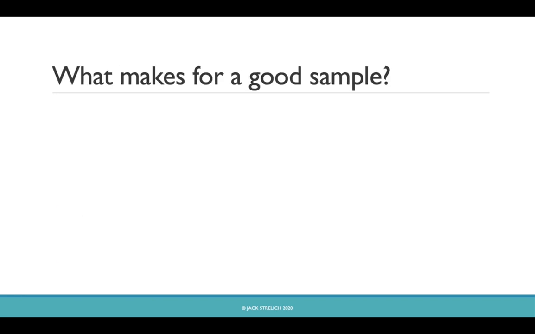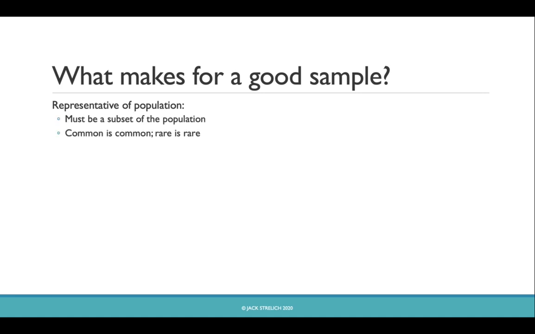So we've talked a lot about sampling. What makes for a good sample? In general, we want our sample to be representative of the population from which it was drawn. In other words, it should be a subset of the population. Values that are common in the population should be common in the sample, and things that are rare in the population should also be rare in the sample. The best way to achieve this is through random selection. Everyone in the population should have an equal chance of getting selected.